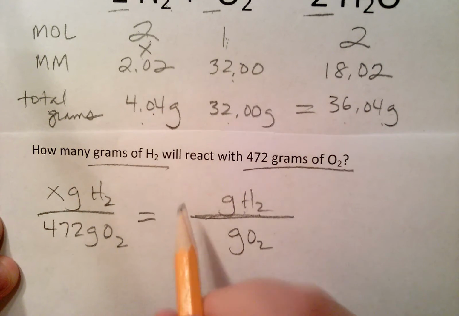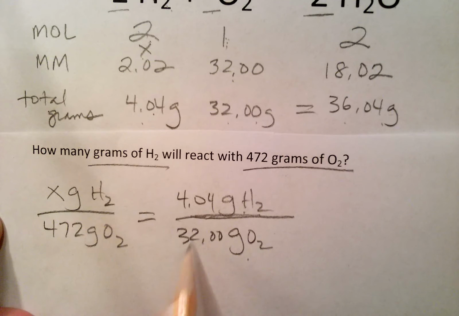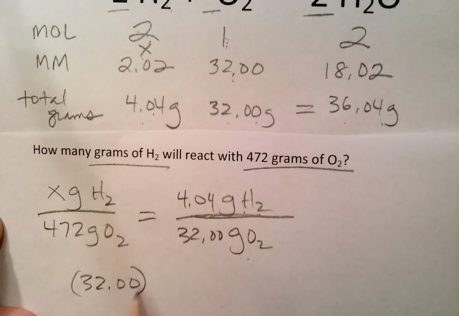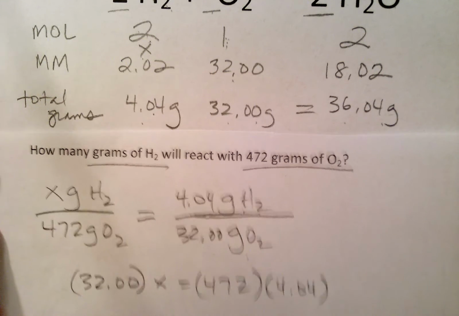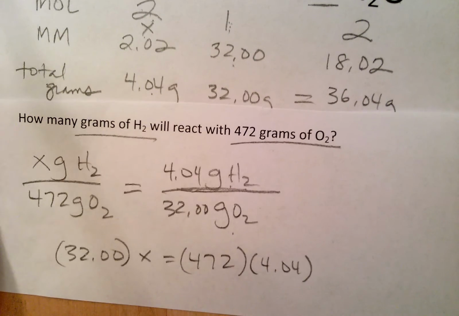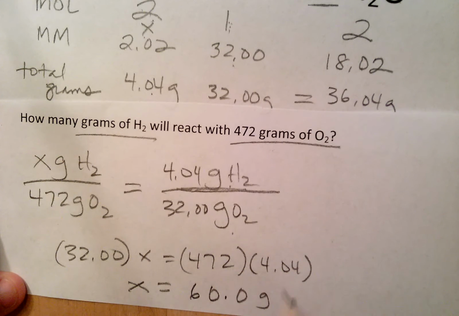Okay, so we set this equal. 32.00 times X equals 472 times 4.04 on this side. All right, so if we solve for X, we multiply these out and divide by 32, then X equals 60.0 grams of H2. We know that the units are grams of H2 because that's what our X was. We just cross multiply and we solve for X, 60.0 grams of H2. All right, I hope this makes sense so far.